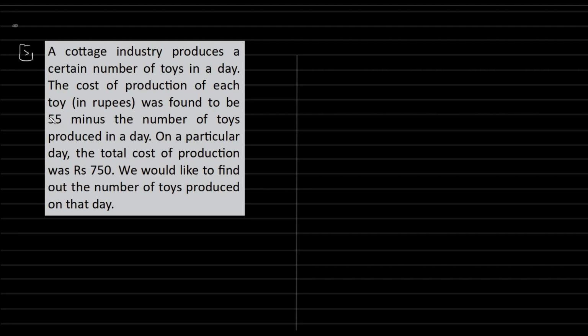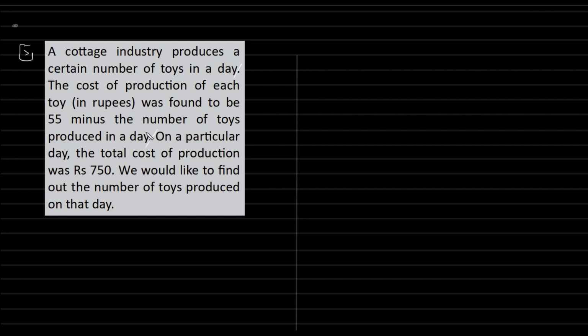A cottage industry produces a certain number of toys in a day. So we have a toy producing place, a factory. The cost of production of each toy was found to be 55 minus the number of toys produced on that day. It's a peculiar situation wherein they're telling the cost of one toy, not the MRP, sorry, it is the cost that the company is bearing to produce that. It happens to be equal to 55 minus the number of toys that they produce on that day. So that can be any number.